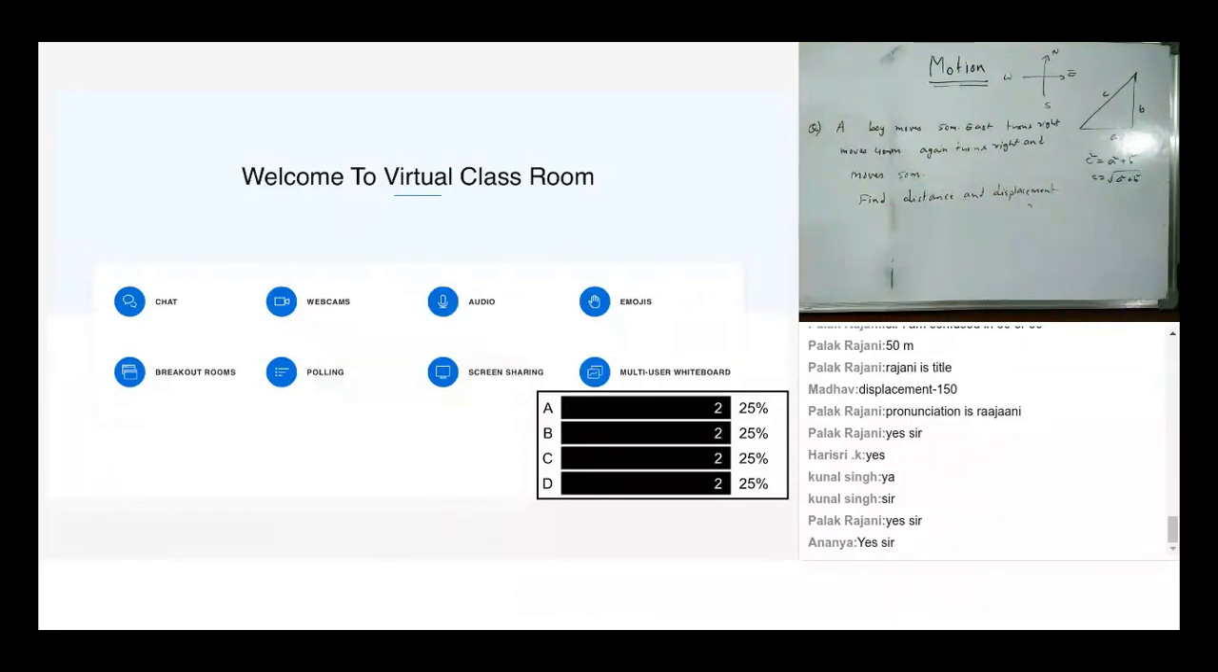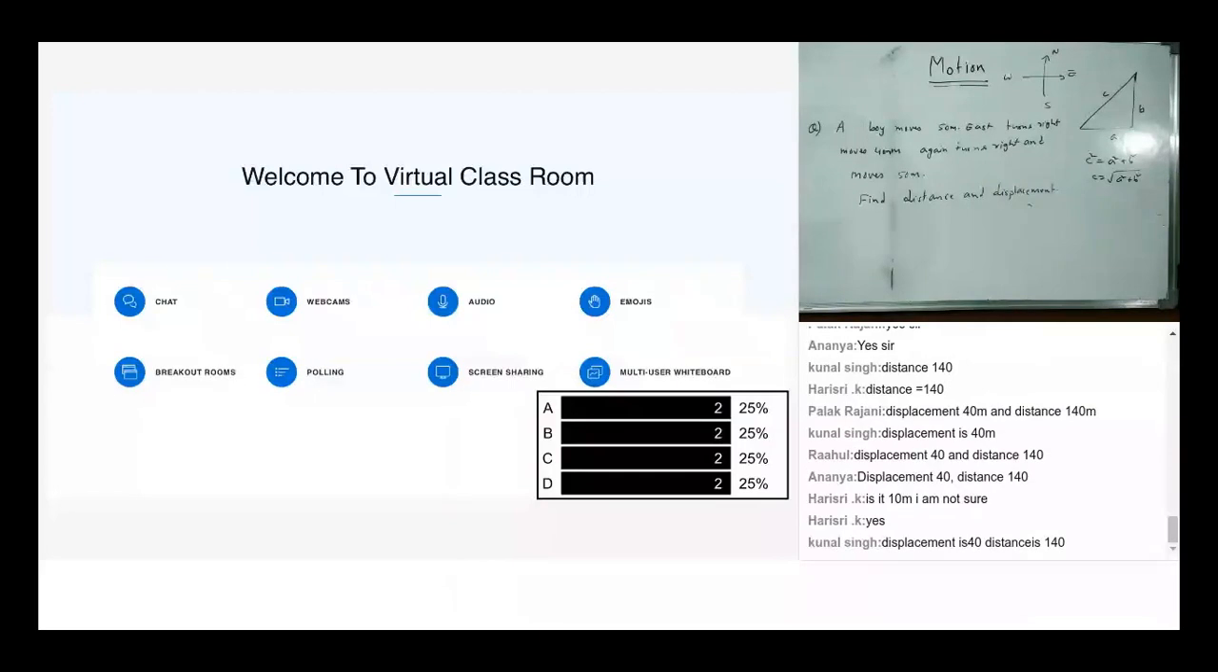If I have to read out the question, the question is, Sir, displacement is 40 meters and distance is 140 meters. Okay, let me see, let everyone come up with their answers, right? Displacement 40, distance 140. Let's look at it. Distance, I'm sure everybody is thorough with this, that's 140 meters.